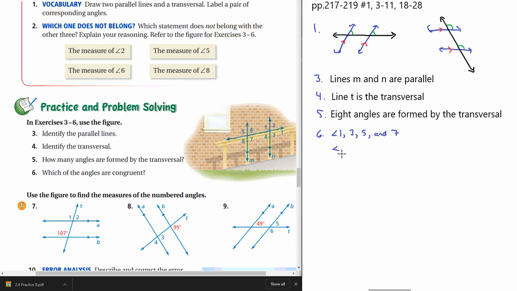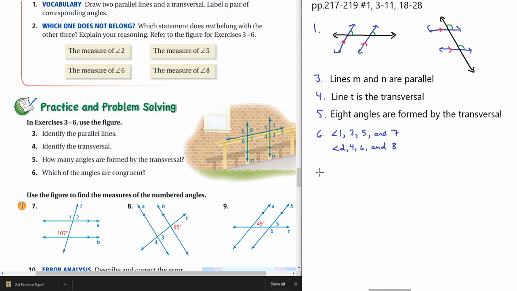There's another set of angles in here that are all congruent. If I look at angle 2 and angle 6, those are congruent because they are corresponding. But 2 and 4 are congruent because they're vertical. And 4 and 8 are congruent because they're corresponding. So 2, 4, 6, and 8 are also all congruent.